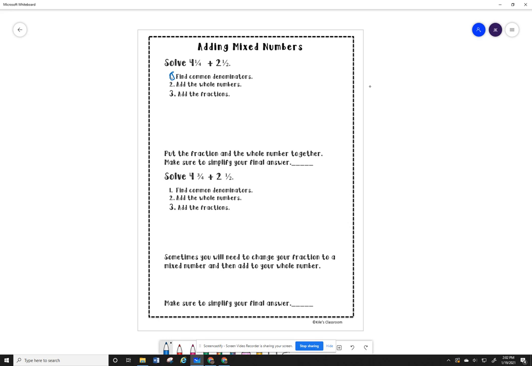In any fraction situation, whether it's mixed numbers, improper fractions, or regular fractions, you always must start with a common denominator. So I'm going to copy my problem. 4 1/2. Oh, not quite correct there. Let's fix that. So 4 1/4 plus 2 1/2.